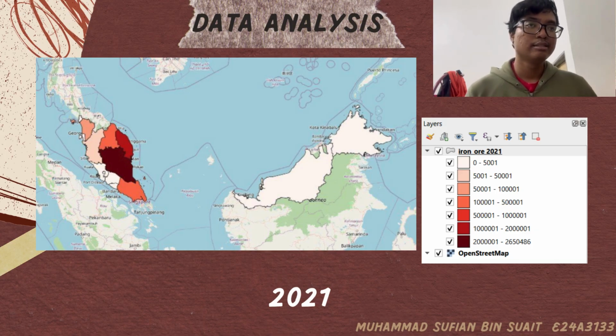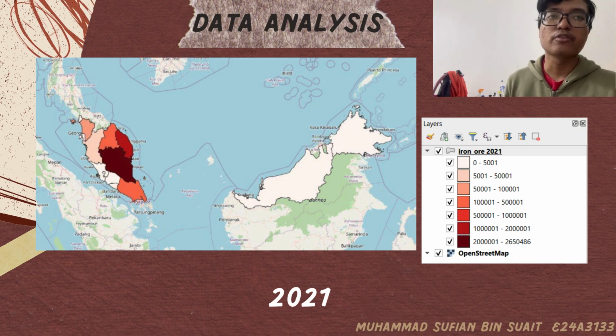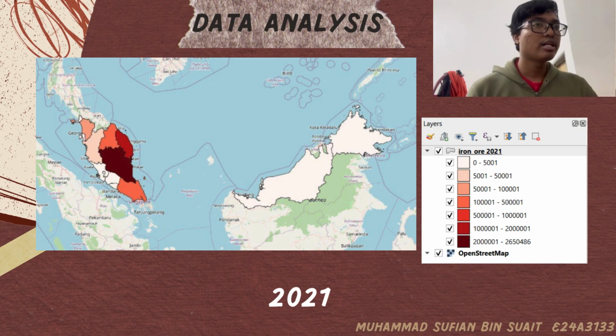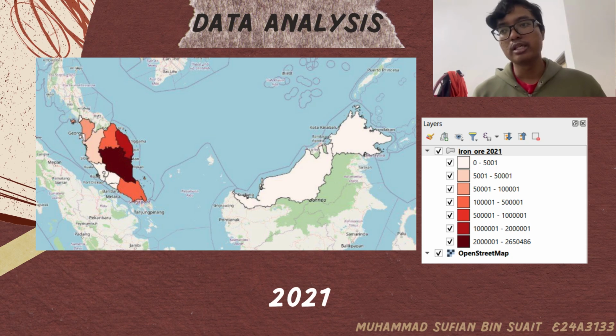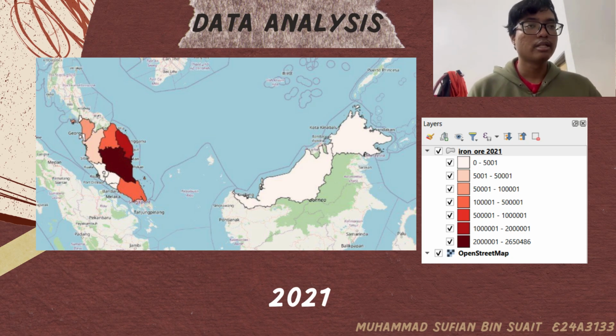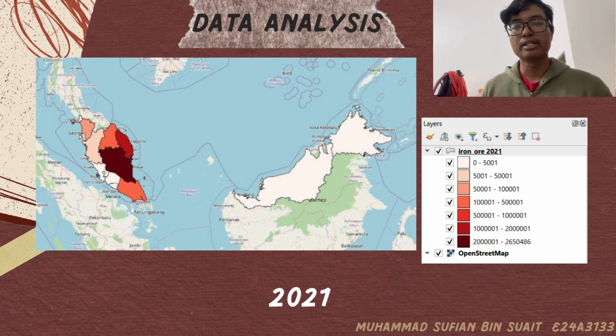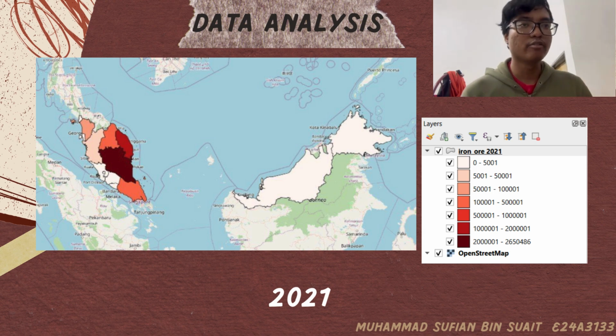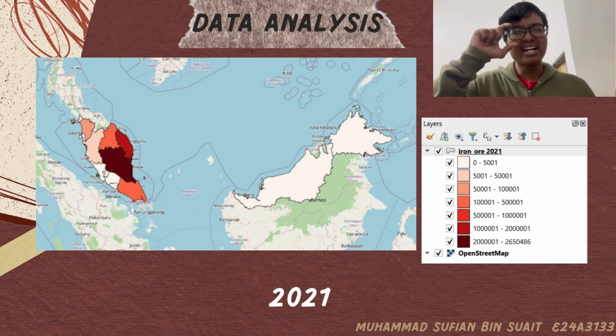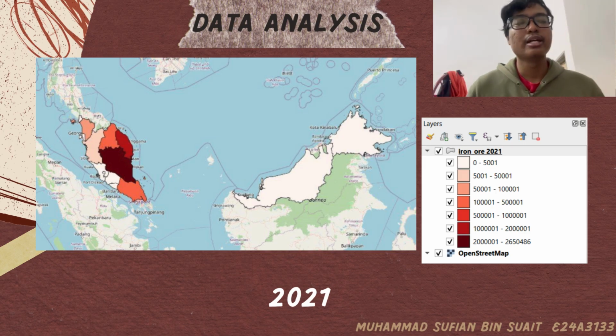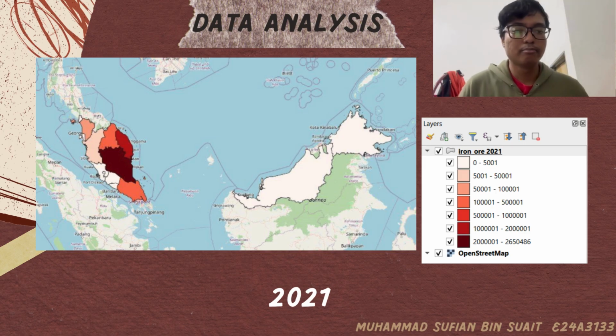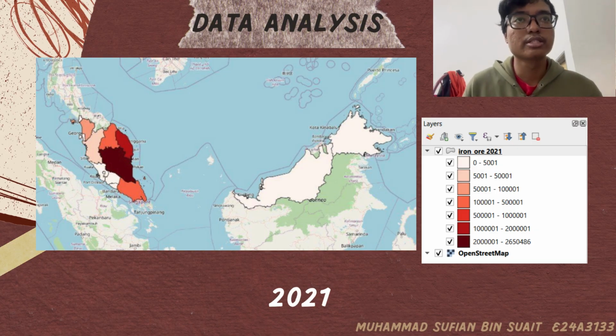Now that we have seen all the maps from 2017 up to 2021, we can see a little bit of difference, as Kelantan and Kedah start producing more ores, and Johor has a bit of decline in producing ores, but Terengganu has a bit of an upward trend. Pahang remains the top. They are the producer of a lot of minerals and ore in Malaysia, after all.